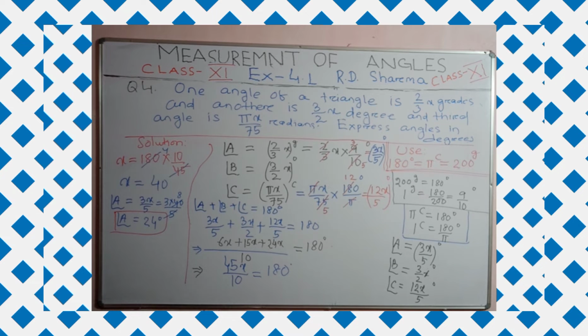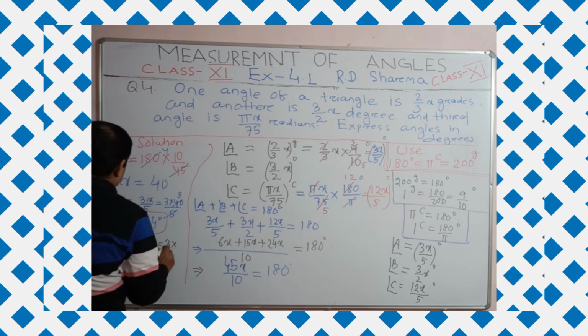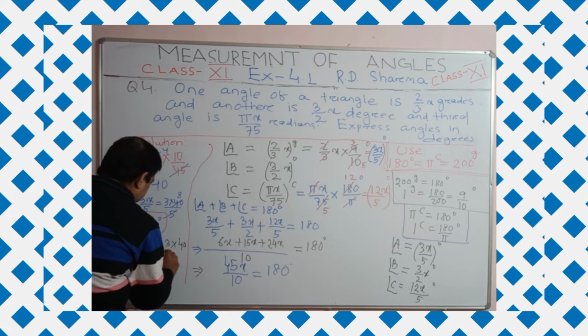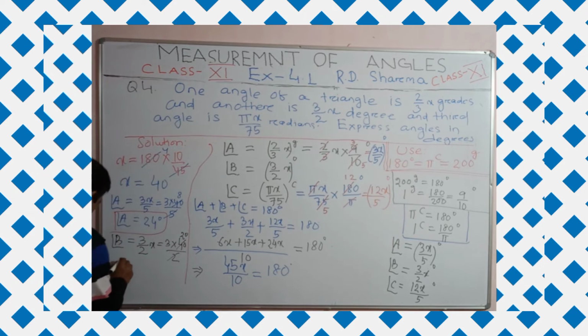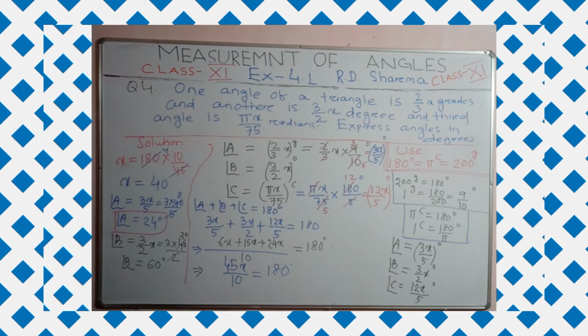Yes. Then angle B. Angle B is equal to how much? 3 by 2x. And that is equal to 3 into x value 40 by 2. You cancel here. So angle B will be 2 threes are 6, 60 degree. Okay. Understand?